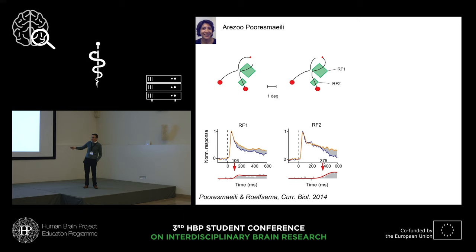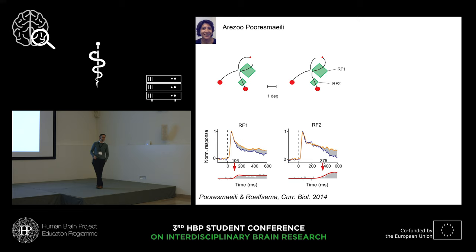Receptive field 2 is basically farther from the fixation point. But you see the visual response, the delay between the retina and the cell in visual cortex, is still 40 milliseconds. But you now see that this enhancement of neural firing rates happens much later, after 375 milliseconds.